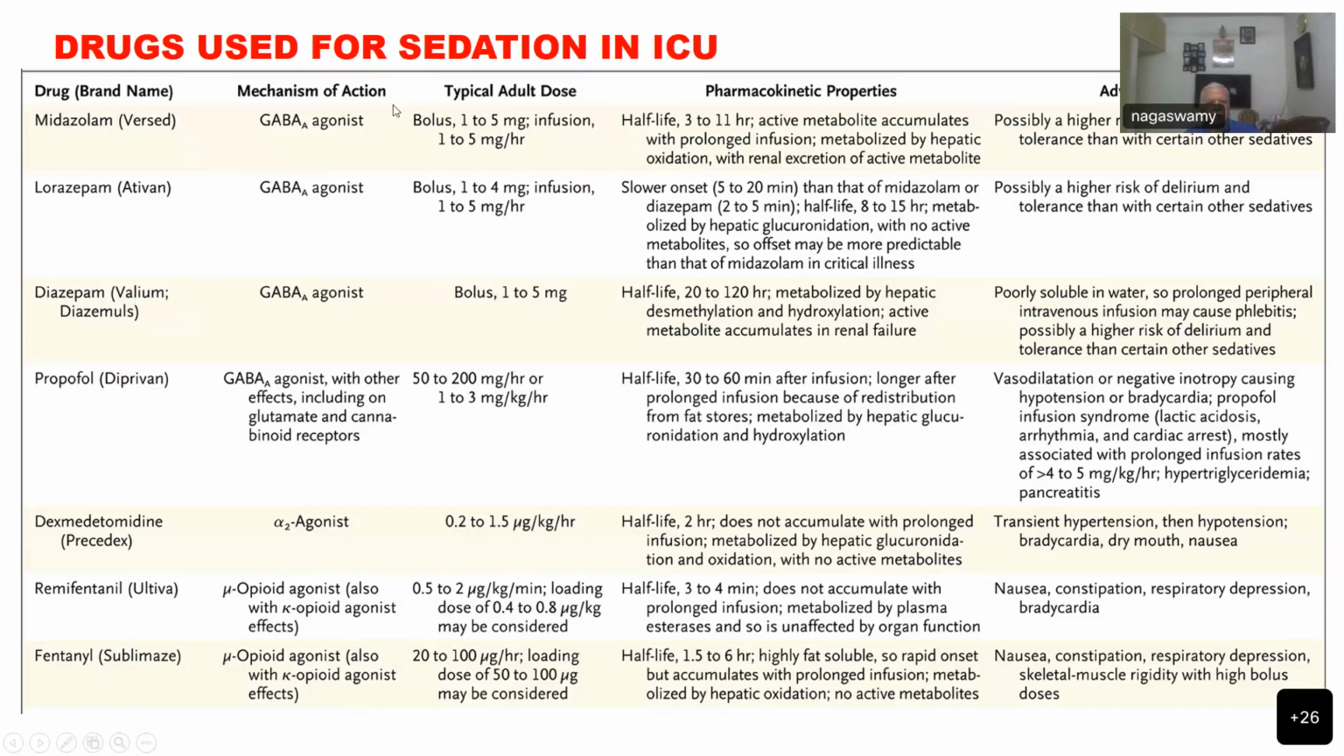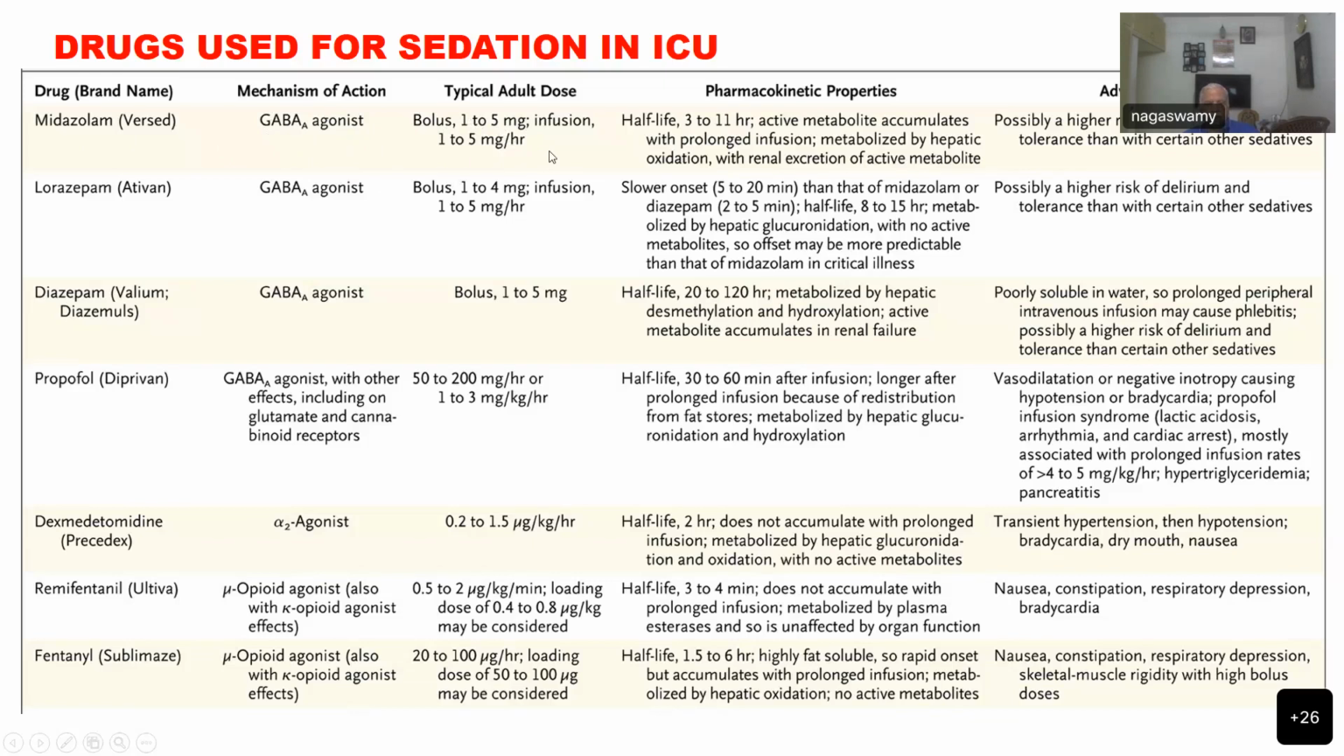So the mechanism of action, typical adult dose, pharmacokinetic properties, adverse side effects. Here, if you take midazolam, it is a GABA A agonist. If you write GABA A agonist in the exam, that is more than enough. You need not go on to explain that it opens the chloride channel and causes hyperpolarization. All that is not necessary. This itself will fetch you marks. It can be given as a bolus of 1 to 5 milligram and then continued. In ICU sedation, we always first start with the bolus and then go on to give an infusion to maintain the patient's sedation.